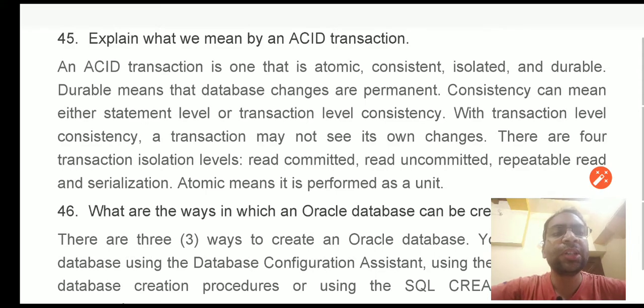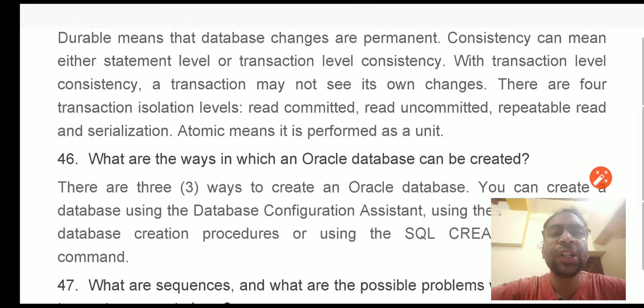Durable means that the database changes are permanent and they are not lost. Consistency means that if a transaction is being executed, then the database should be consistent everywhere. The information should be consistent throughout the database. The next is isolation. That means the transactions must not interfere with each other. And atomic means either the transaction should be executed completely or it should not be executed at all. So these are the properties of the transaction.